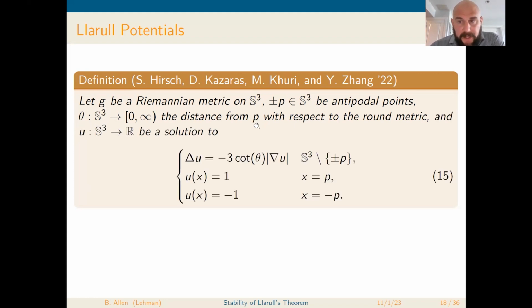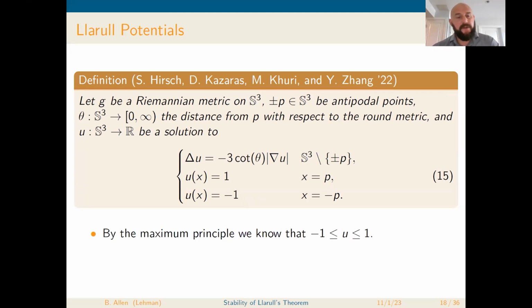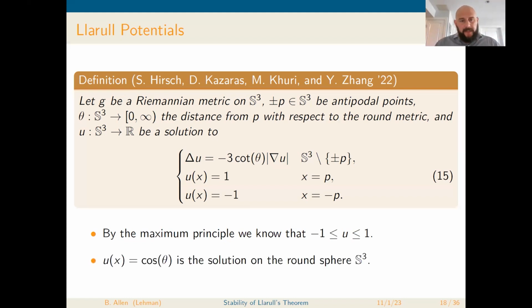And then the PDE is going to be a solution to, from S3 to the real numbers, a solution to this boundary value problem. And notice that cotangent becomes singular at P and minus P. We have certain boundary conditions there. And so first of all, by the maximum principle, you note that the Llarull potential has to stay between -1 and +1. That's useful. And also, you should just note that on the round sphere, the solution is just cosine of theta. And so the gradient is sine of theta, and that will be important later.